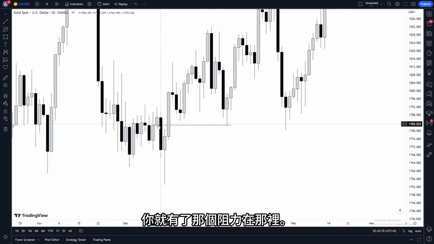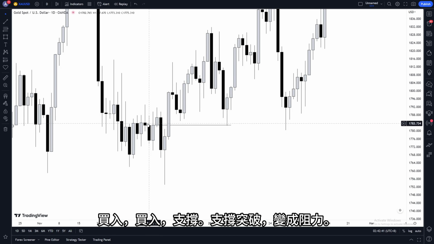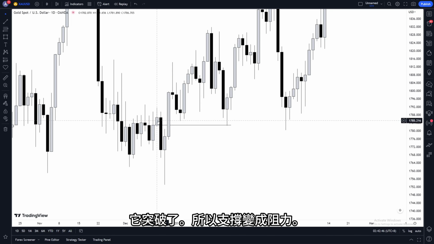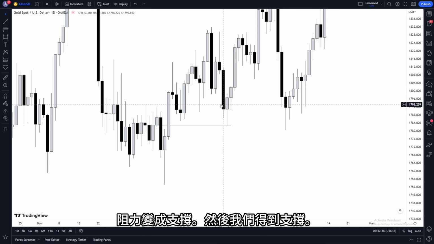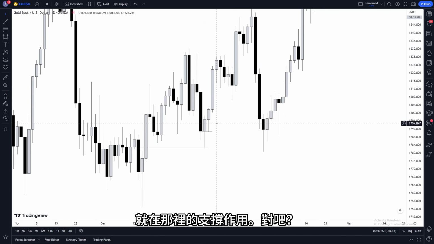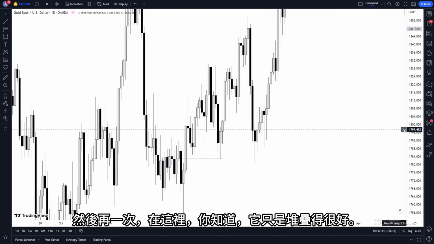And you have that reason right there. Buy support breaks, becomes resistance. Resistance is supposed to hold price. Nope, it doesn't, it breaks up. So support turns to resistance turns to support. And then we get the support action right there, right? And then again over here, it just stacks pretty much.